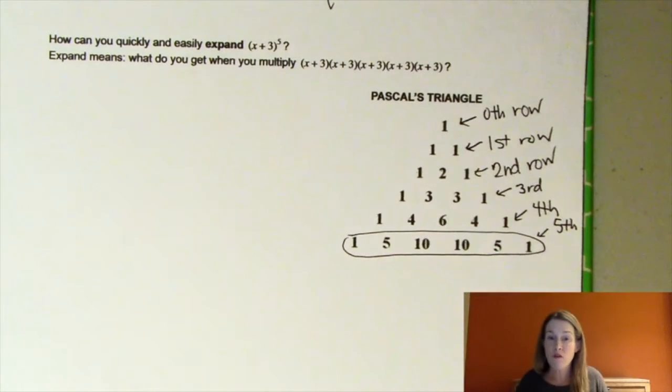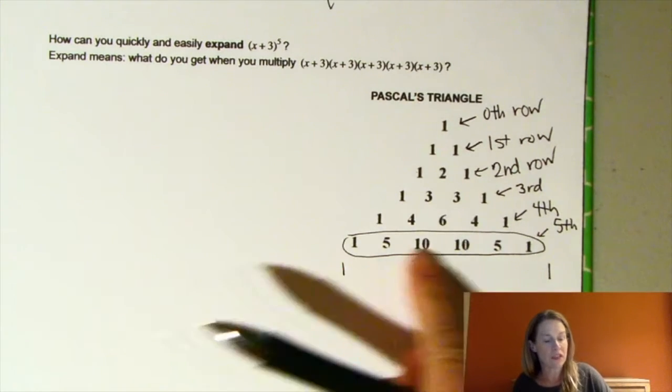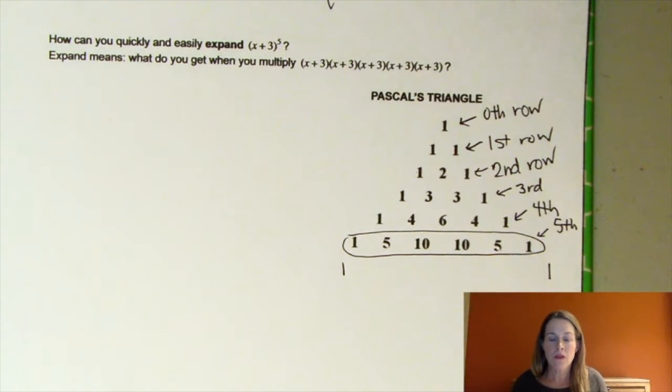Okay, so we'll use the 5th row to create the coefficients for our expanded x plus 3 to the 5th power. Before we go any further, though, why don't you practice making the 6th row? Here's a hint. Remember, there's a 1 on either end, and then you're going to take the sum of the values above it so that you can create that 6th row. Pause the video, take a second to do that, and then come back and see if you did it correctly.